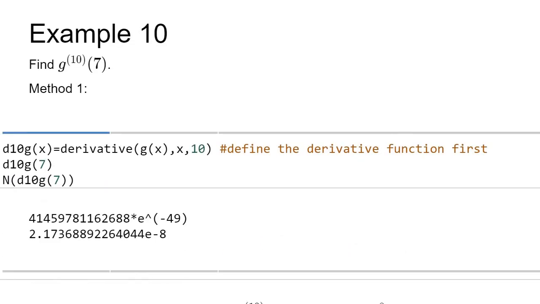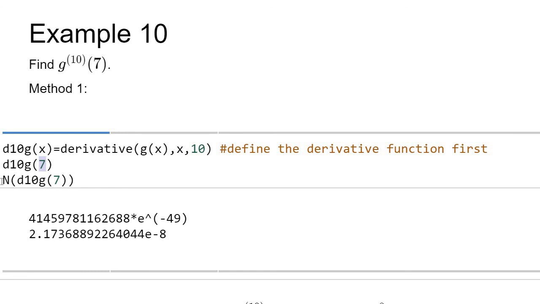Now if you want a particular value of one of these higher order derivatives, you have the two different methods we had with the first derivative. So if I want the 10th derivative of the function g evaluated at x equals 7, that's what this says, then here's method 1: calculate the derivative function. This is the 10th derivative. Give it a name. I call it d10g, d for derivative and 10 for 10th derivative. Again, the name is not important, just give it a name. And now use that name, plug in x equals 7, and this is the answer that comes out.